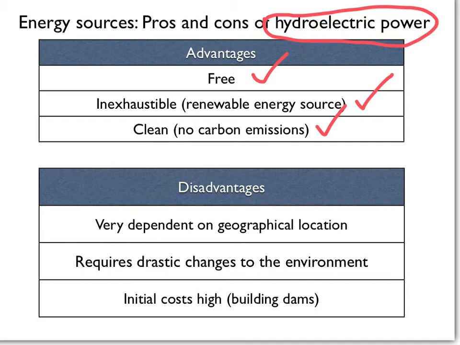The disadvantages of hydroelectric power is that it varies dependent upon geographic location. You need to be somewhere where there's a lot of water that you can dam up and make lakes. Another disadvantage is it causes drastic changes to the environment because usually you're building dams and forming artificial lakes which will flood natural areas. And another disadvantage is dams are expensive, so the initial costs are high.